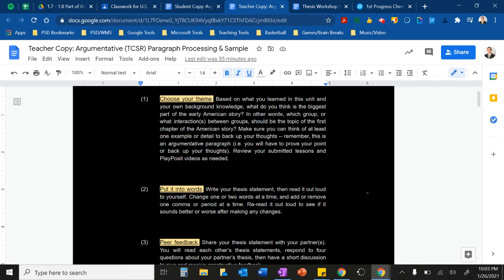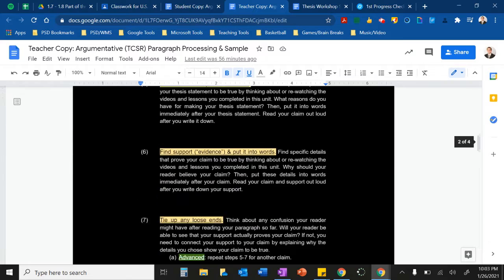So this is where you're actually going to write your thesis statement, then read it out loud to yourself. Change 1 or 2 words at a time, see how it sounds, add or remove a comma or a period at a time, then reread it out loud to see if it sounds better or worse after making any changes. Change little things 1 at a time, then read it out loud to see how it sounds. So, for example, let me scroll down here and show you my example.